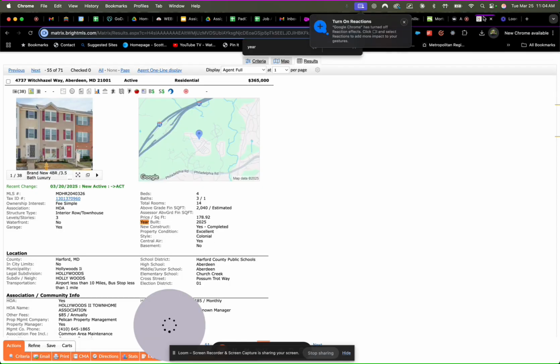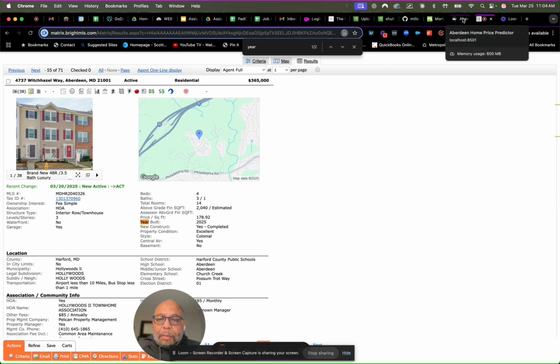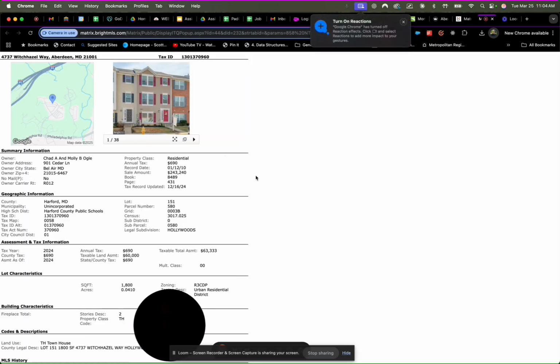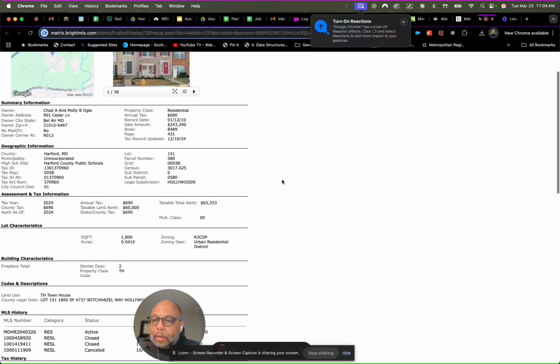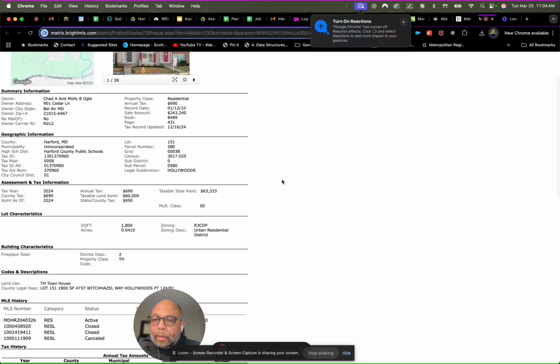So they tried to trick my model. You know, the realtor who listed that home tricked my model and put 2025 as the year built when it is not built in 2025. And I can prove that to you. Go to the tax record. And where is it? So much information on here.